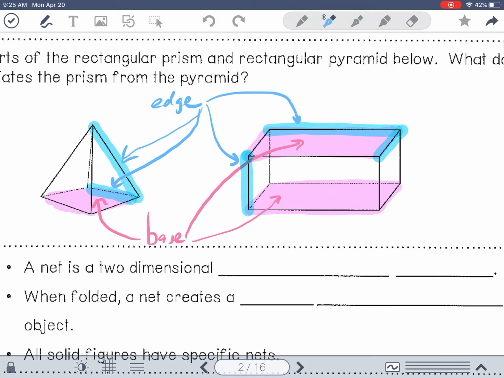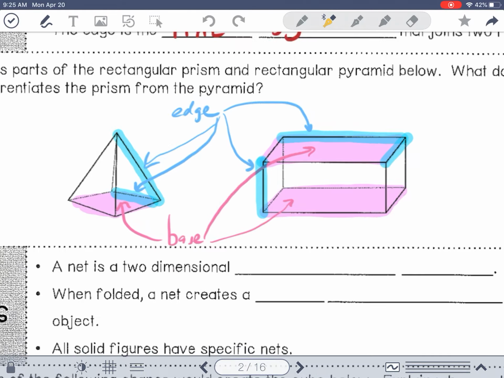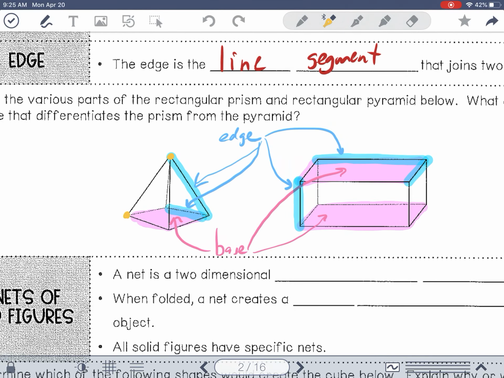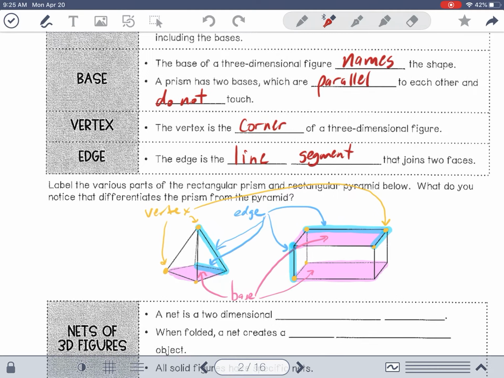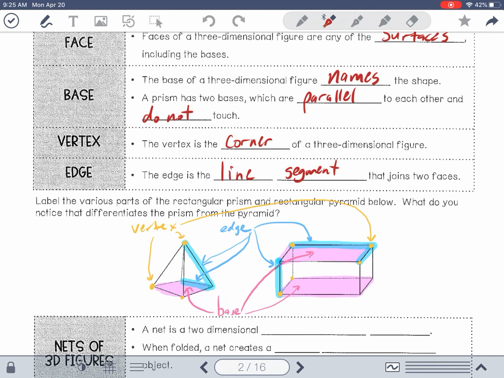Then when you have the vertex, technically, there's a vertex at all the corners. All the corners have a vertex, and the plural of vertex is vertices. Then come over here and say, yep, those are vertices. All right, let's make sure I didn't miss anything. Edges, vertex, base. Okay, we're good.